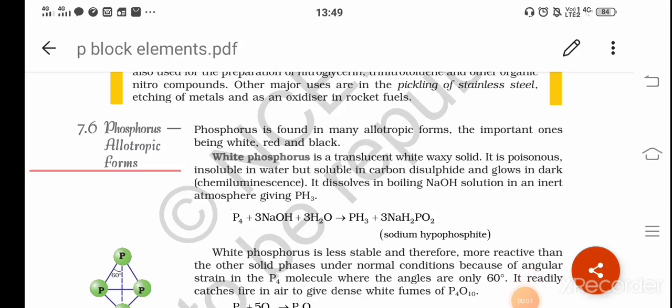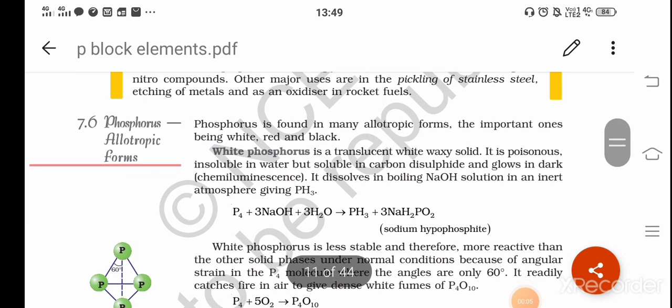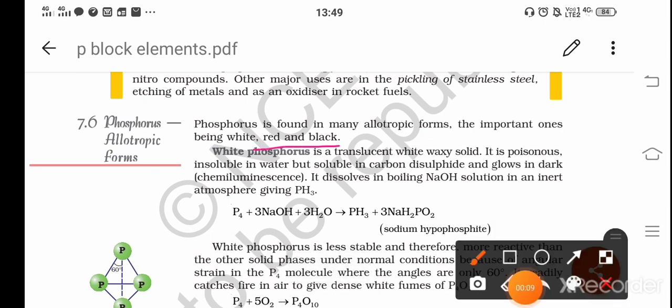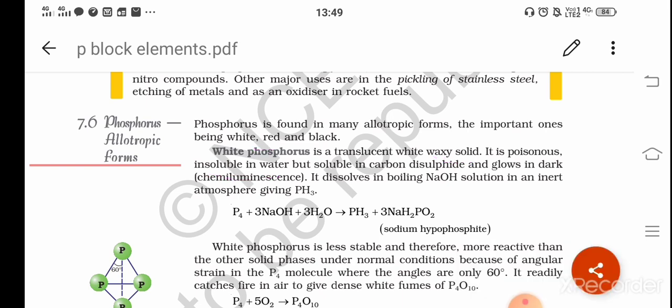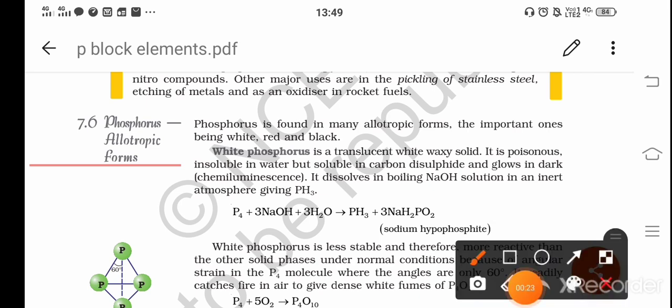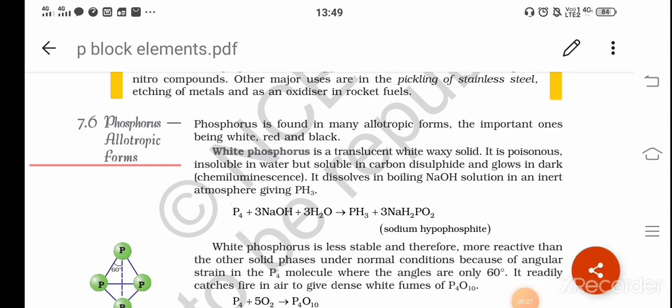Phosphorus is found in many allotropic forms, and the important ones are white, red, and black. Here, white phosphorus is the very first allotropic form, which is a waxy solid, insoluble in water, and having an important property of chemiluminescence. When it dissolves in boiling NaOH in an inert atmosphere, it forms phosphine, which is another compound of phosphorus.